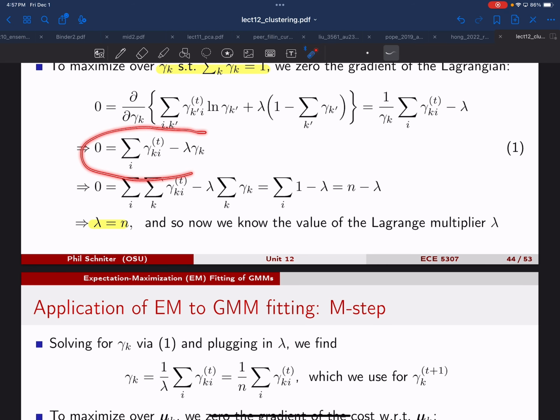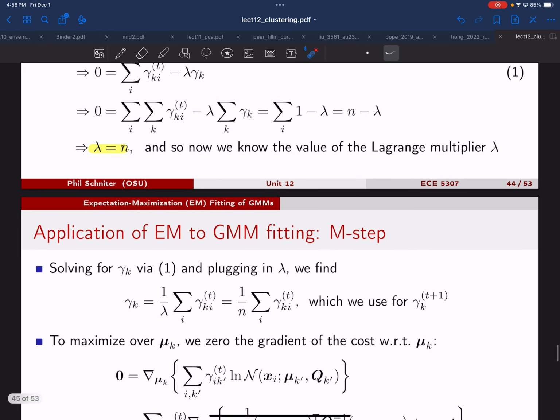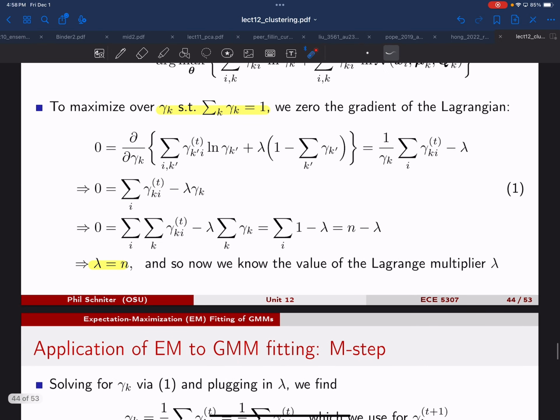So coming back to here, let's say we want to solve for gamma k. You can see that gamma k must equal this. Now we know what lambda is, it's n, so we plug that in. And we know all these variables, so we can find exactly our maximum likelihood estimate of gamma k, or maybe just local maximum likelihood estimate. And that is what we will assign to the maximum we use in the next iteration. Okay, so that's maximizing over gamma k.